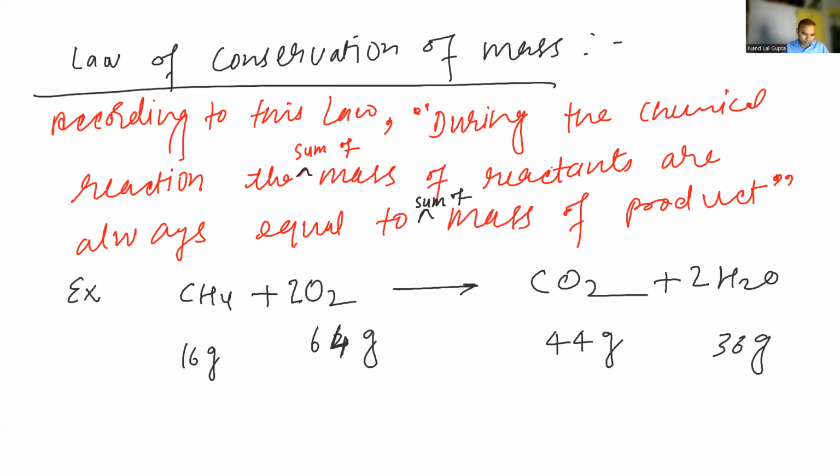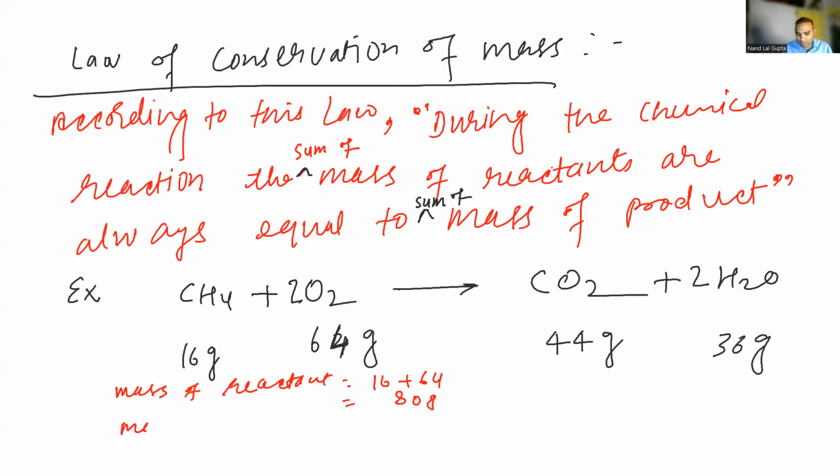Can you tell me yes or no? Yes. How can you say this one? Because 16 plus 64 is 80, and 44 plus 36 is also 80. Mass of reactant must be equal to mass of product. Mass of reactant is 16 plus 64, so it is 80 gram.